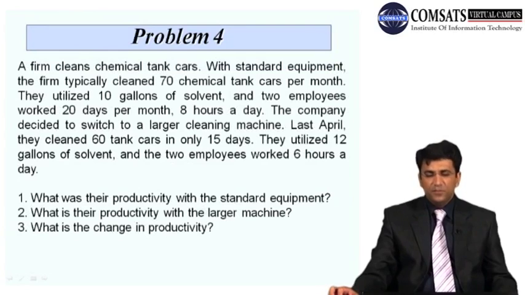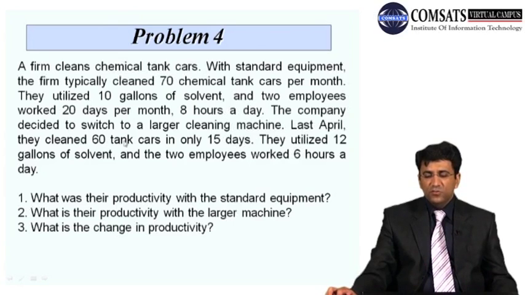This is the next example, students. A firm cleans chemical tank cars with standard equipment. The firm typically cleans 70 chemical tank cars per month. They utilize 10 gallons of solvent, and 2 employees work 20 days per month, 8 hours a day.